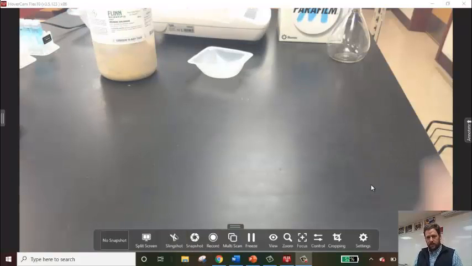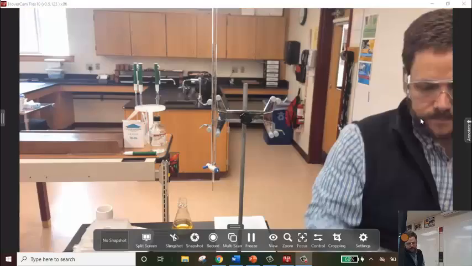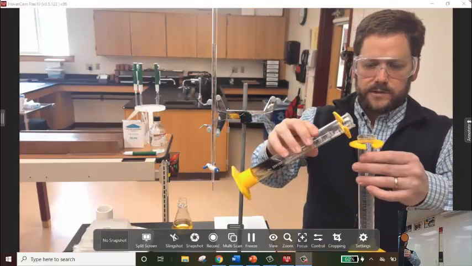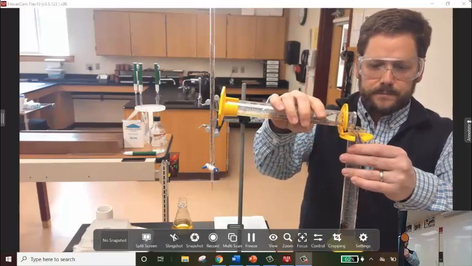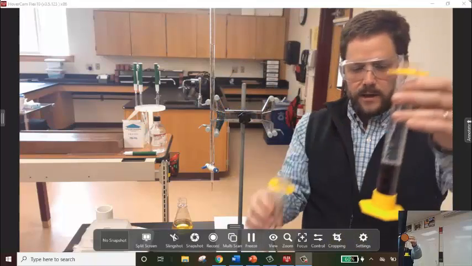Next, in step 3, we want to prepare this tablet. So I'm going to mix it just by transferring it to a different cylinder. And now it's effectively mixed.